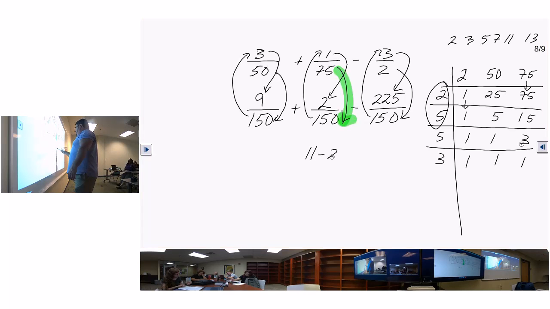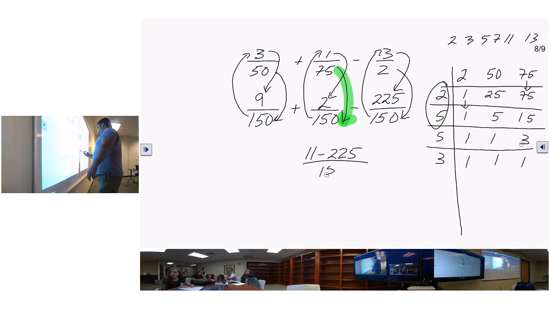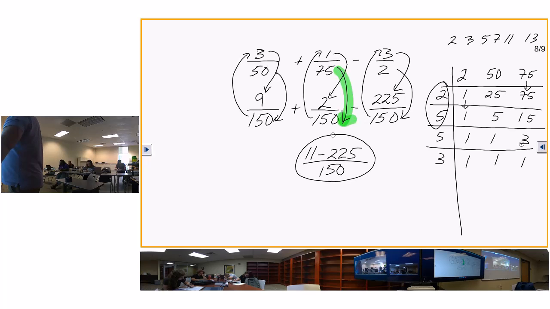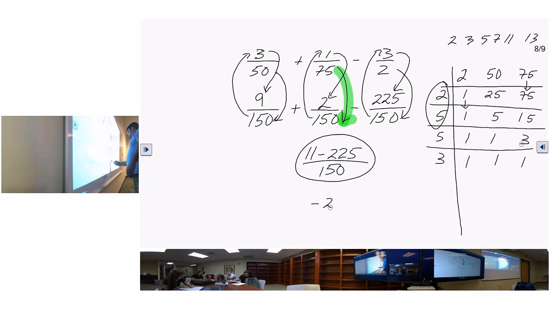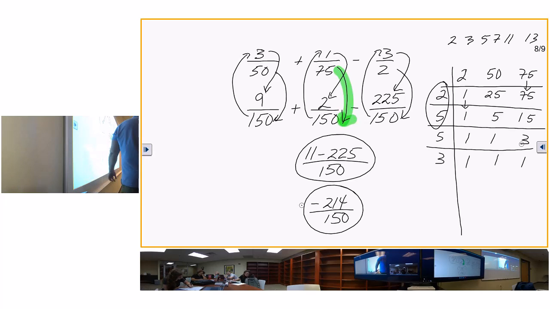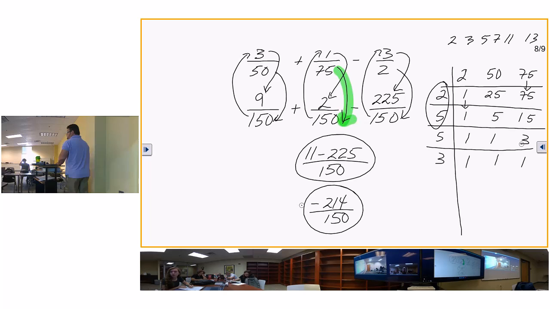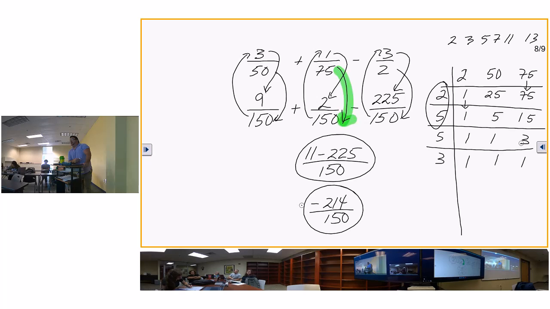11 minus 225, and you're going to get a negative, which we're going to talk about later, but I'm good right there. Somebody, what's 11 minus 25? Negative what? Negative 214? Yeah. So just to be clear, just make sure we're right. The first thing we do is do the top denominator. That's why I was making you convert. You're converting the numerator to match the common denominator. That's what I want to make sure.